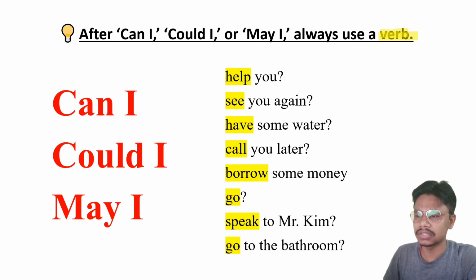Okay. So in this video, we learned three ways to ask for permission. Let's go through one more time. Can I, could I, and may I?